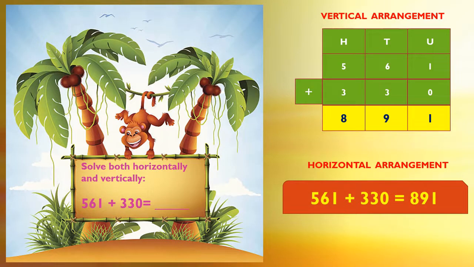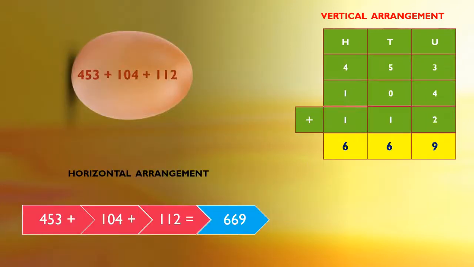So 561 plus 330, you add the units together. 1 plus 0 gives you 1. The tens together, 6 plus 3 gives you 9. And then the hundreds together, 5 plus 3 gives you 8. This is how 561 plus 330, when we work it out both ways, we get our answer as 891.